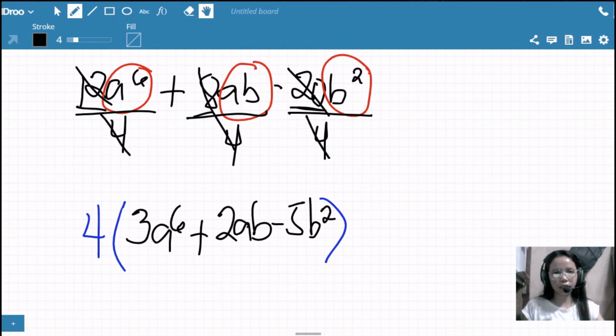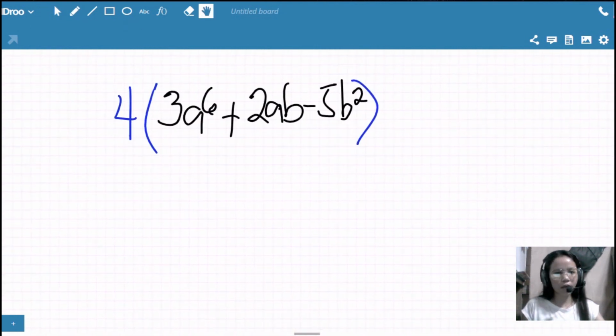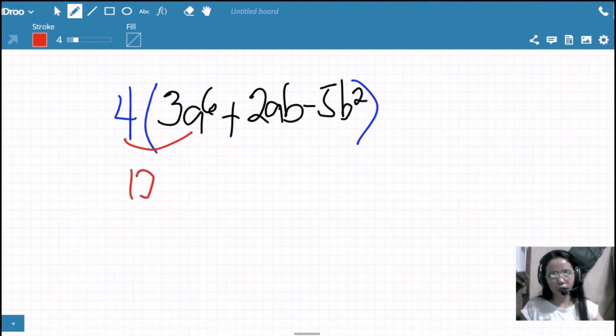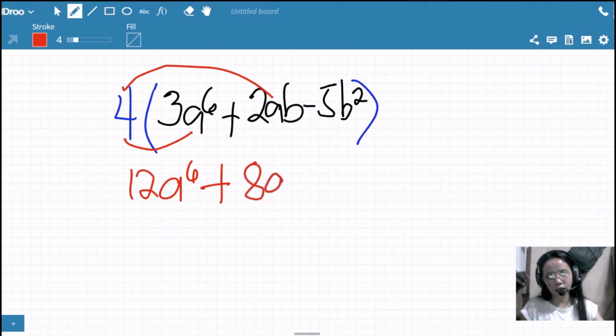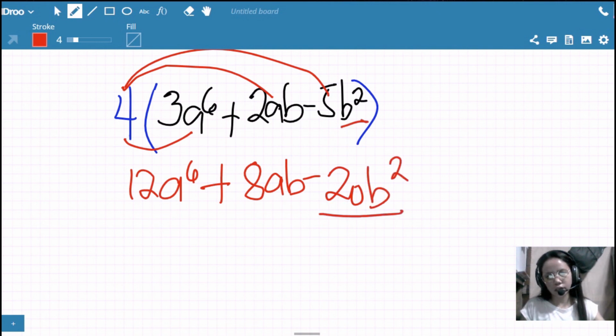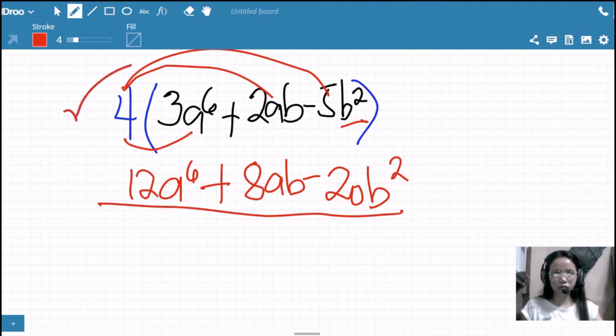Now again, let us check whether this factor is correct. Let's multiply. So 4 times 3, that is 12, times a raised to 6 plus 4 times 2ab. So only multiply 4 and 2, that is 8, and then copy a and b, minus 4 times 5, that is 20, and then copy the variable b squared. And still, this is our given expression, so therefore our factored form is correct.